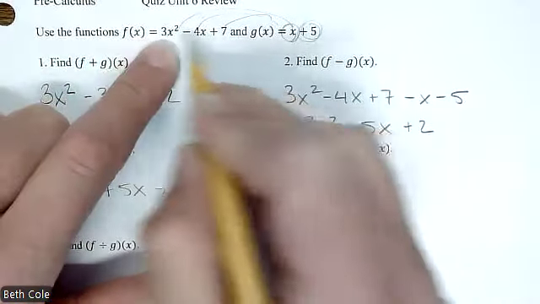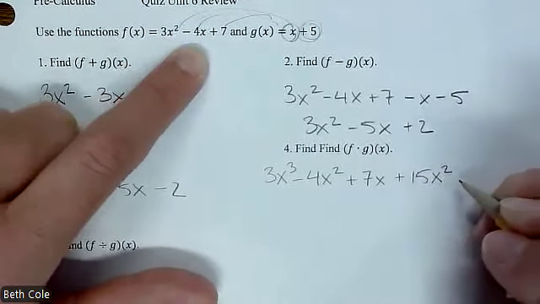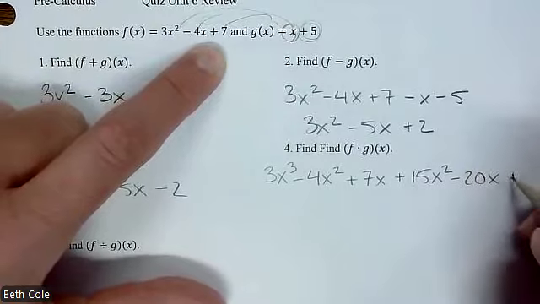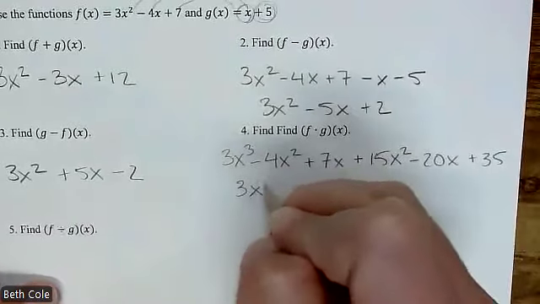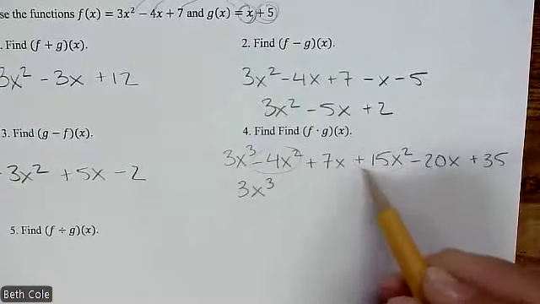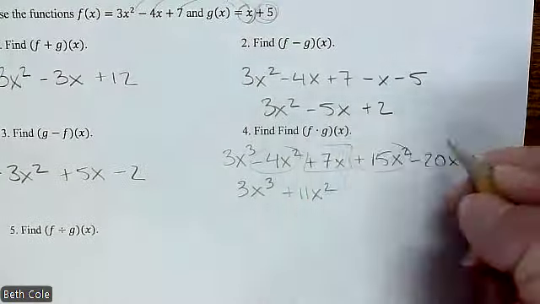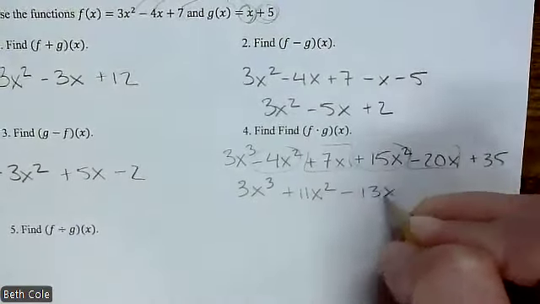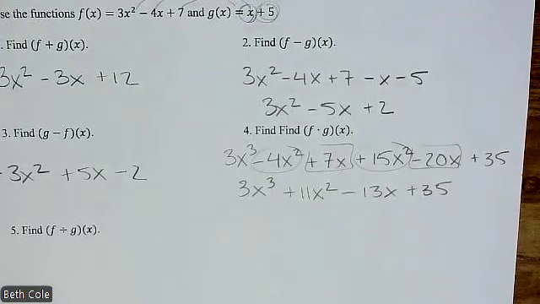Now I'm going to distribute a 5 through there. So that would be 15x squared minus 20x plus 35. And then you just do your like terms together. So that would be 3x cubed isn't going to go with anything. And then what? Yeah, good. Plus 11x squared. And then, good, I heard somebody whisper it back there. Minus 13x plus 35. This is all just a review of algebra 2.